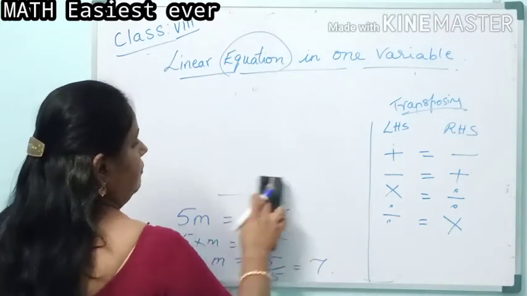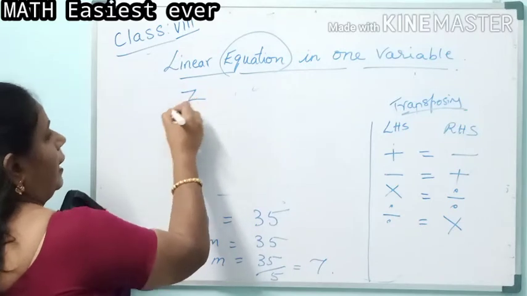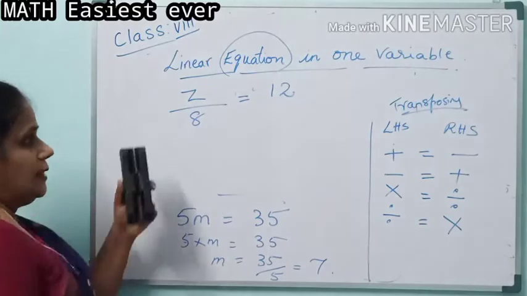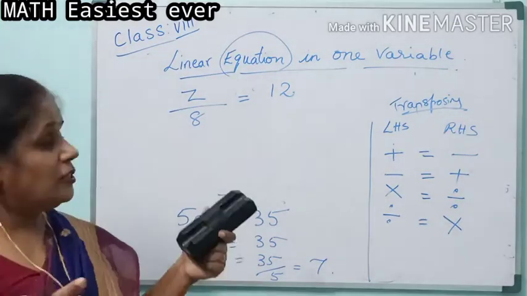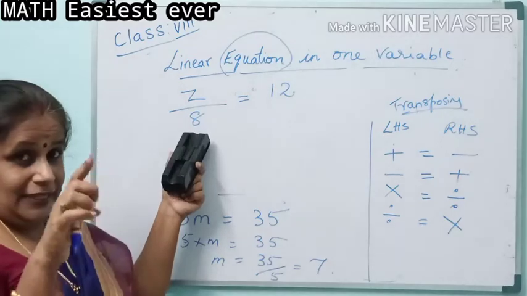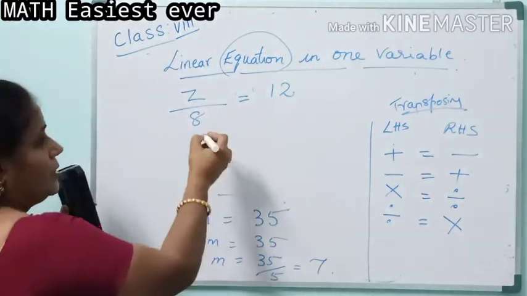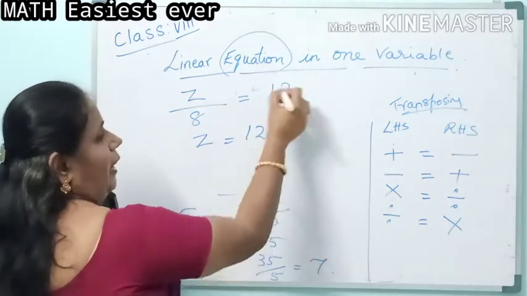The last type is division, when division becomes multiplication. So here I have z by 8 is equal to 12. I want the value of z. So what is extra here? Divided by 8 is there. So that divided by 8, I have to take it to that side. When it takes to that side, it becomes into 8.